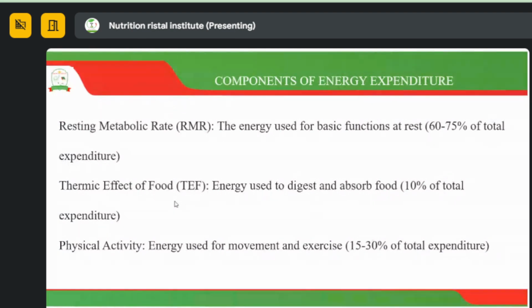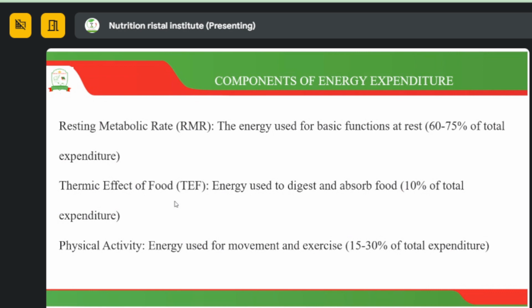Just like the way we have our basal metabolic rate, about 60 to 75% of your total energy expenditure is being used for the resting metabolic rate. For the thermic effect, you have about 10% of your total expenditure. So about 10% of energy is used for digestion and absorption of food.